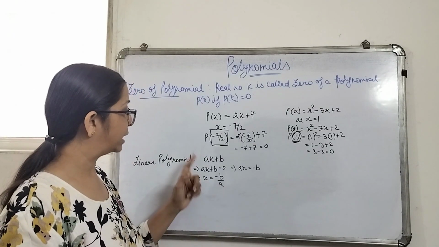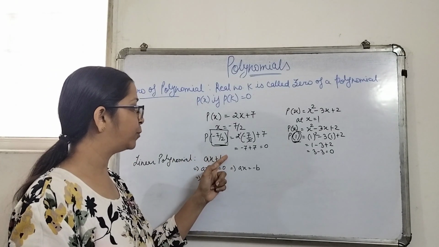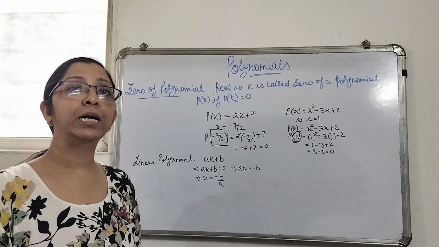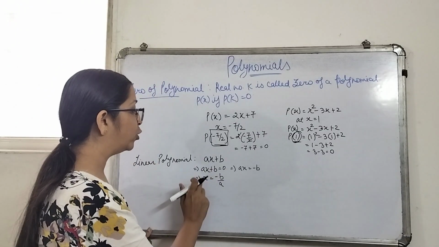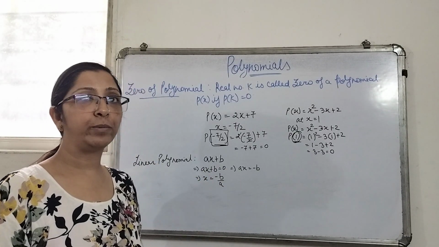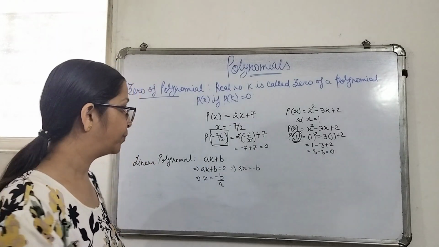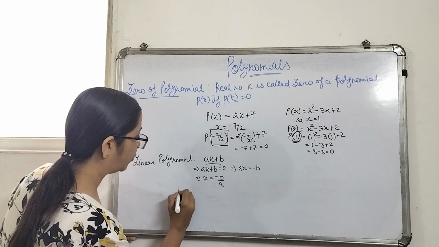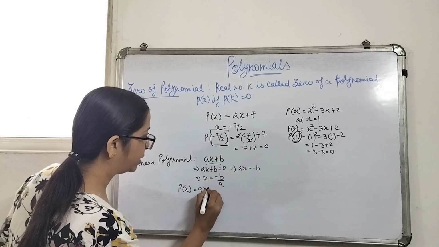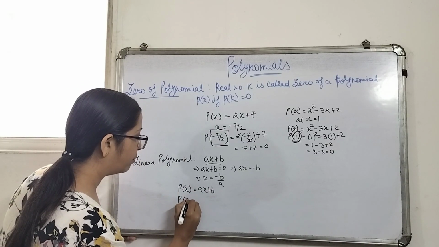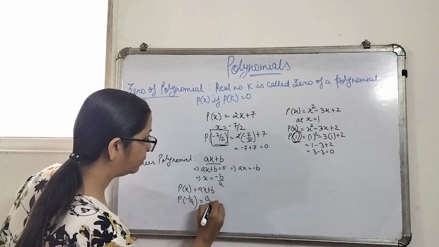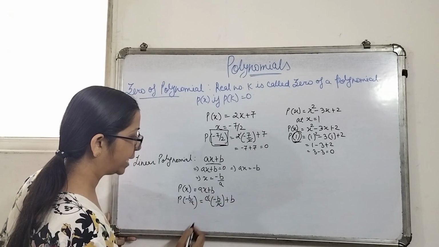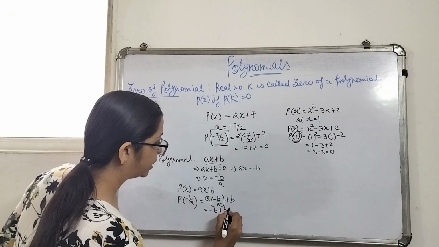So if we replace x by minus b by a in this linear polynomial, our polynomial will become 0. So this value of x is the zero of the polynomial, or we say the root of the polynomial. Just check it: the polynomial in x is ax plus b. If we replace x by minus b by a, it becomes a multiplied by minus b by a, plus b. a and a cancel. It will be minus b plus b, that is 0.